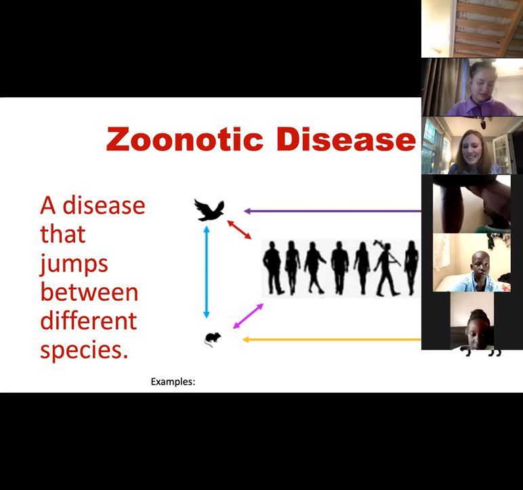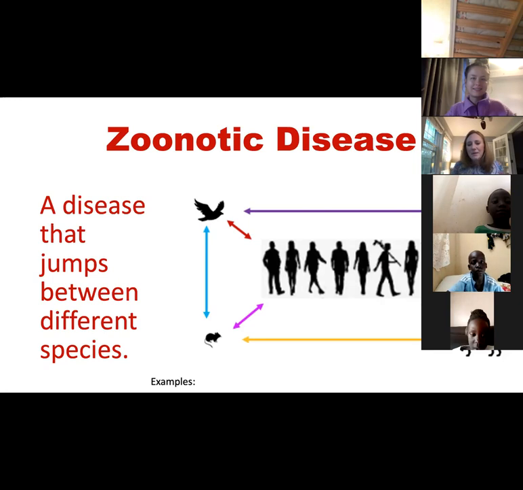I think I heard Baraka say rabies. Yep. Rabies can be shared between any mammal. Can you hear me all very well? Yes. Yeah. So any animal that gives milk, has fur, and does not lay eggs. So those types of animals can have rabies. Rabies is another type of virus, and it can be shared between different species.